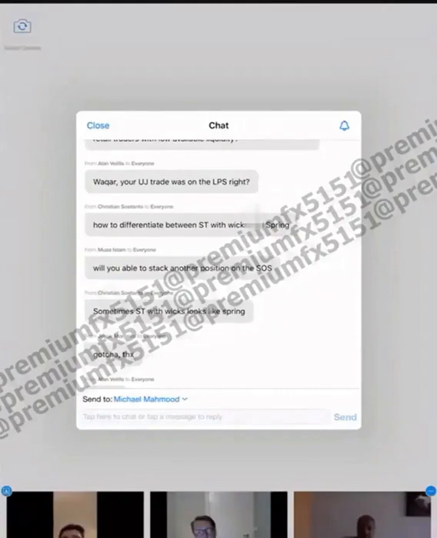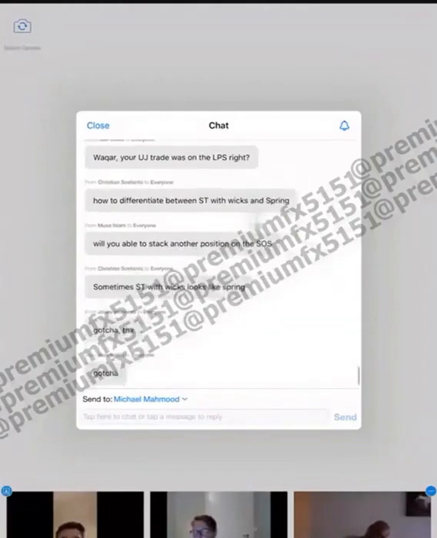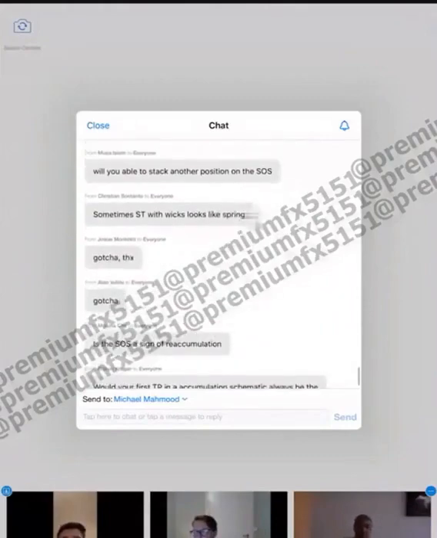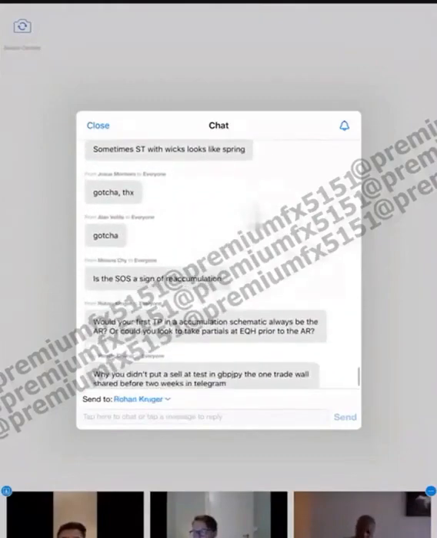You want to be entering on the test. I've already entered on CAD JPY on the spring and on the test, so I was just looking for that third entry on the LPS around the SOS. But that one failed, so that one didn't work out for me. But I've already got my other two entries from the spring, so that's all good.